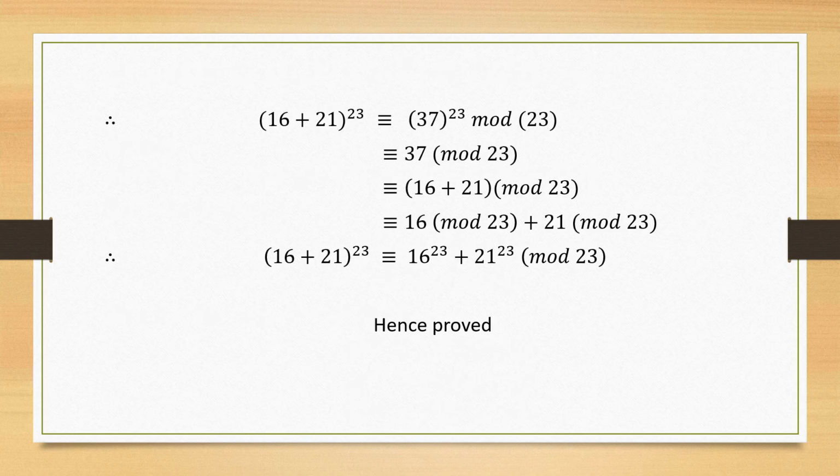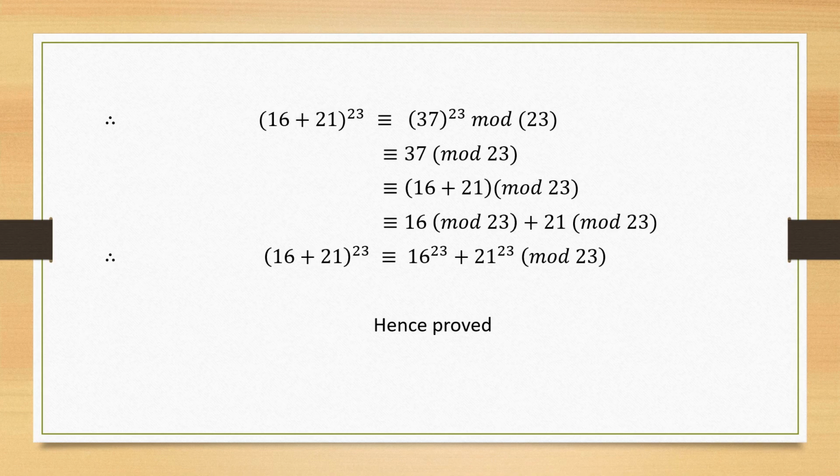Now what do I do? I've got to go for my left hand side. I am proving 16 plus 21 raised to the power of 23 is congruent to, what is the sum of this? It's 37, you told me. 37 raised to the power of 23 mod 23. So what is that 37 raised to the power of 23? It's 37. You know this is by Fermat's little theorem: a to the power of p mod p is congruent to a mod p.